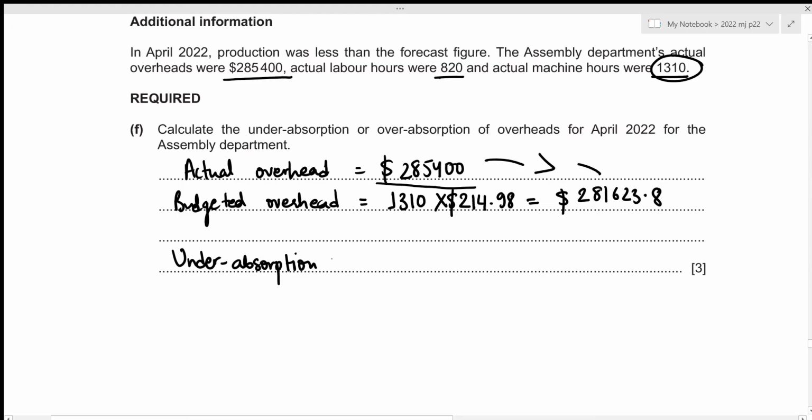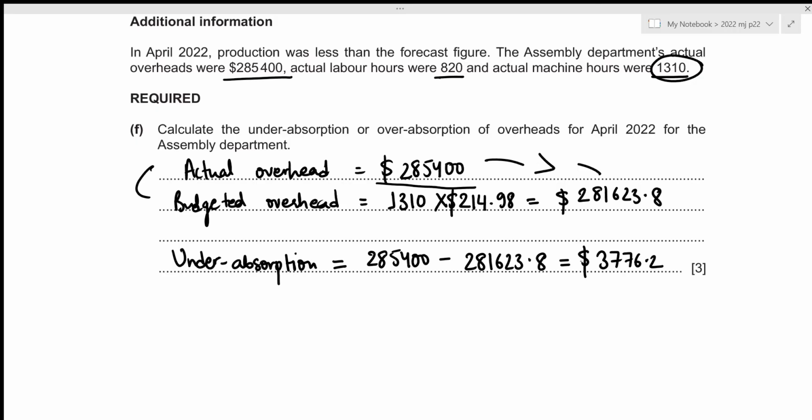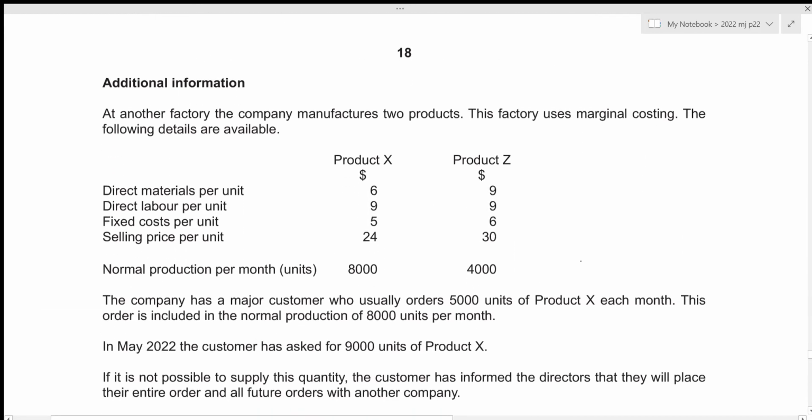And the amount underabsorbed will just be the difference between the actual overhead and the budgeted overhead. So that's going to be actual overhead of 285,400 minus the budgeted overhead of 281,623.8. So this gives our underabsorption to be 285,400 minus 281,623.80, which results in the value of 3,776.2. This concludes the sixth part of this question. Now we can move towards the seventh one. We are again given additional information.